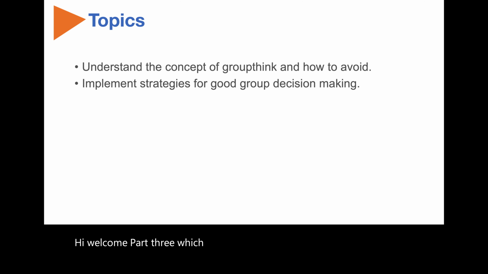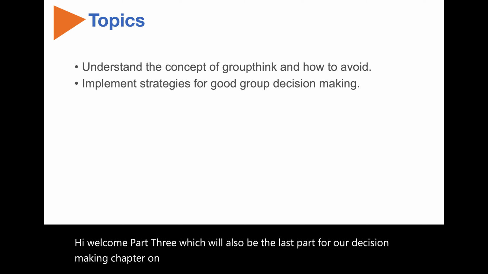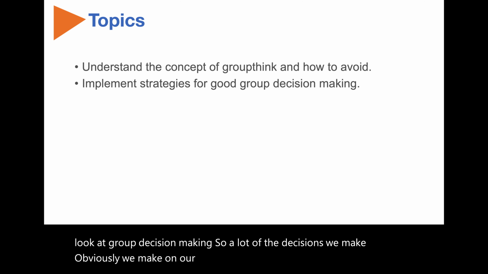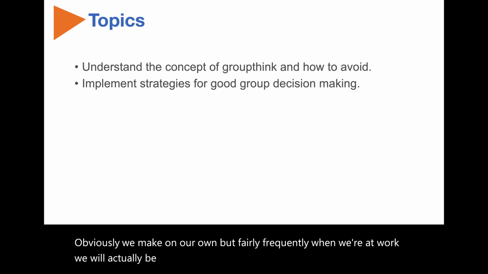This will be the last part of our decision-making chapter on how we make great decisions. And here we are going to look at group decision making. A lot of the decisions we make, obviously, we make on our own. But fairly frequently, when we're at work, we will actually be making decisions together with other people in a group or in a team.